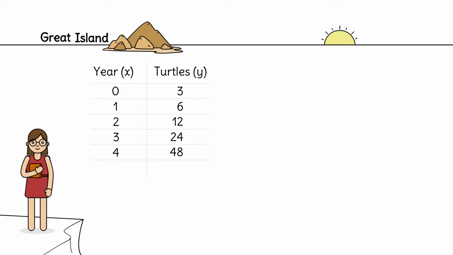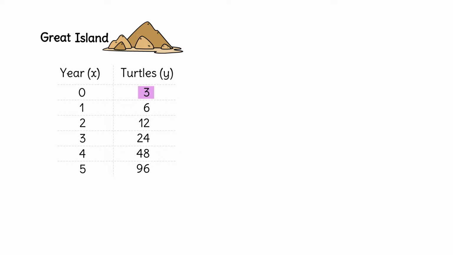She collects data for 5 years. She calls the year X and the number of turtles Y. Can you see any patterns? We start with 3 turtles and then double the turtles each year. So how many turtles would we have after 10 years?